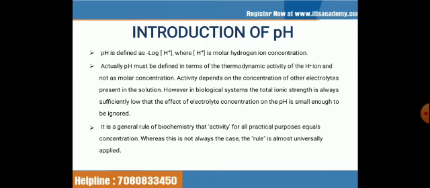Activity depends on the concentration of other electrolytes present in the solution. However, in biological systems, the total ionic strength is always sufficiently low that the effect of electrolyte concentration on pH is small enough to be ignored. It is a general rule of biochemistry that the activity for all practical purposes equals the concentration. Whereas this is not always the case, the rule is almost universally applied.